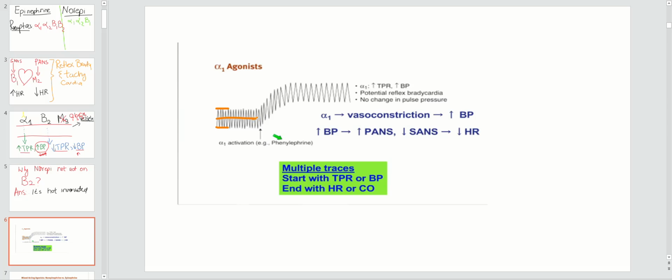So if the mean arterial pressure goes up, you are dealing with increased blood pressure. You can say you have alpha 1 or vasoconstriction, or you have increased total peripheral resistance, by which the mean arterial pressure will be increased. Now about these lines, these traces. If these traces are pretty close like this, then they are showing the reflex tachycardia. But if these traces go like this, then you can say this is the reflex bradycardia.